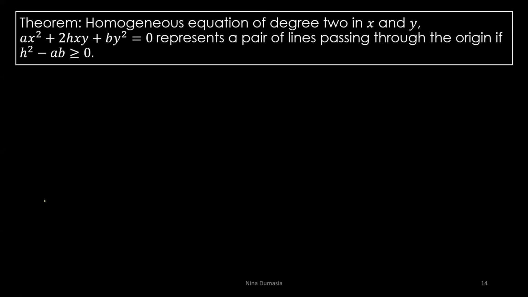Homogeneous equation of degree 2 in x and y, that is ax square plus 2hxy plus by square is equal to 0. ये homogeneous equation है ना, represents a pair of lines passing through the origin if h square minus ab is greater than equal to 0. So this is your condition to ensure that this homogeneous equation represents a pair of lines.